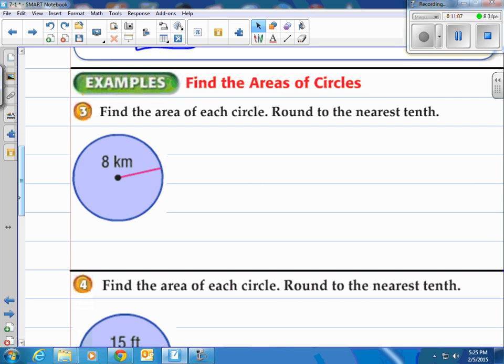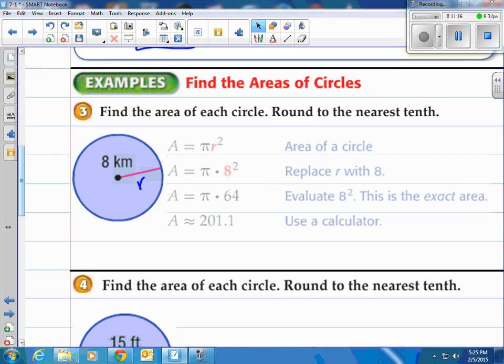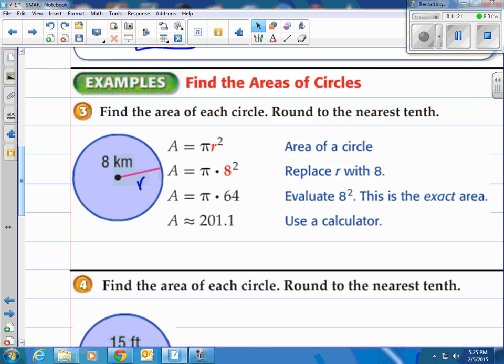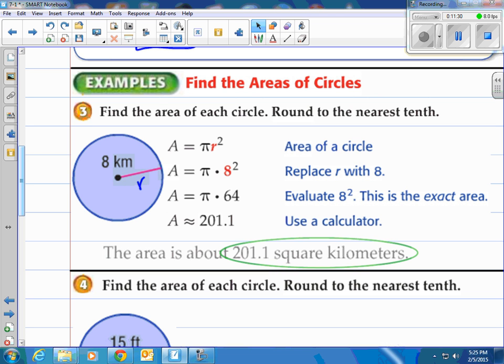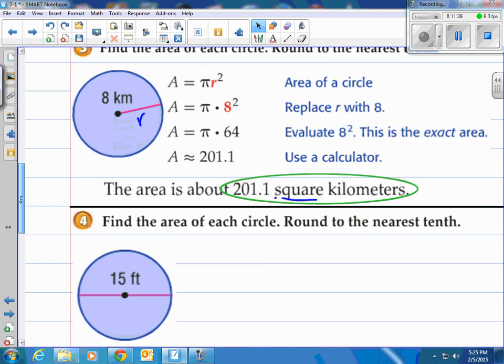Let's actually use it for example 3 here. Find the area of each circle, rounding to the nearest tenth. Notice they give you the radius in this case. So that's easy. Take our formula, plug in the 8 for radius, and square it, because that comes first. It's the order of operations. We get 64, and then we take 64 times pi, and we have an approximate answer of 201.1. So the area is about 201.1 square kilometers. And notice we now have square units because it's area. Areas are measured in square units, which we've discussed earlier.